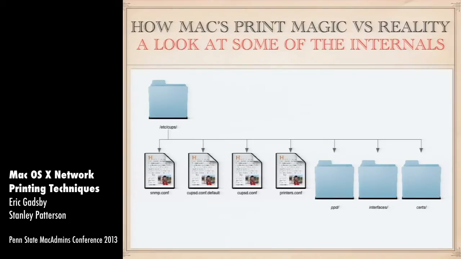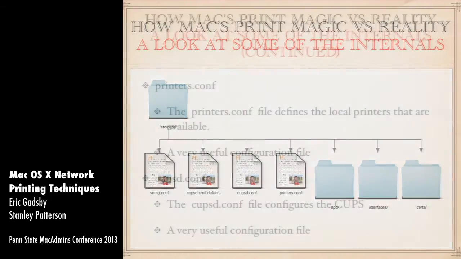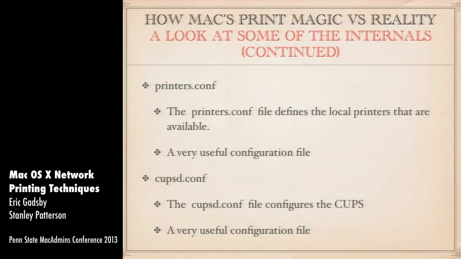How many folks have kind of fooled around with the hidden folders on their Mac? Okay, good, pretty cool. Living in there is /etc/cups: snmp.conf, cupsd.conf, default, snmp.conf, printers.conf, and then there are 3 folders: the ppd, the interfaces, and the certs. By no means is this all of CUPS, but this is all of CUPS that an admin would typically play with. I'll explain the good ones and the ones you really don't need to touch. So the interesting one is printers.conf.